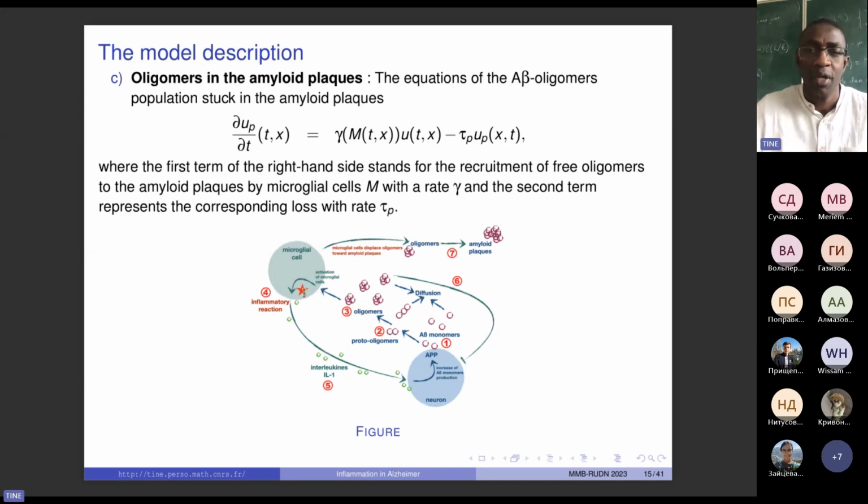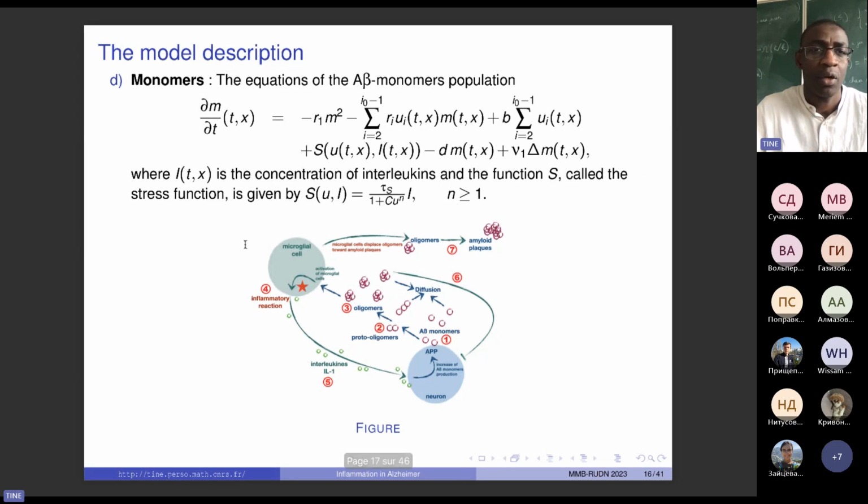Of course, we do the same for the other equations. The other one is the equation for monomers. Monomers, that means here, the elements that are produced by the neuron after cleavage. So for the monomers, A beta monomers, it is just a balance equation. That means we see what we lose. Of course, here, two monomers can merge or aggregate to form a proto-oligomer of size 2. That's why here we have this loss term, which is when two monomers stick together.